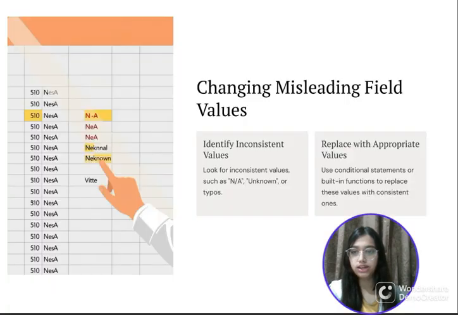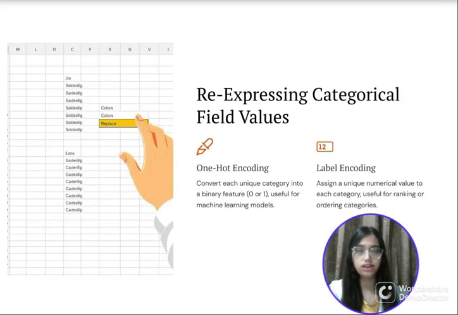So the next one is re-expressing categorical field values. Categorical fields often need re-expression to make them easier to work with. For example, transforming text categories into numeric codes or renaming ambiguous categories. Let's see how to re-express categorical field values step by step in Python.